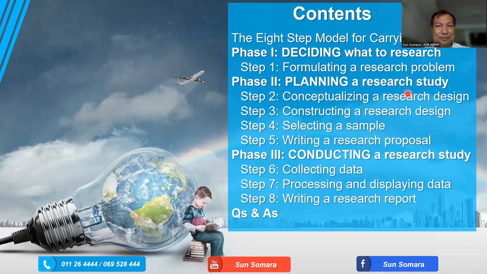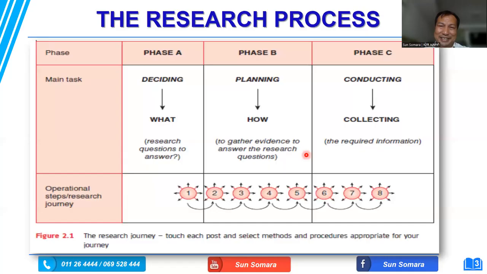As you move, the detail will be discussed in the next slide. So before we move to this one, you can see the research process in here, which has phase A, phase B, and phase C, for example. About the main task that you have to do in here, the first one, you need to decide what question to answer.